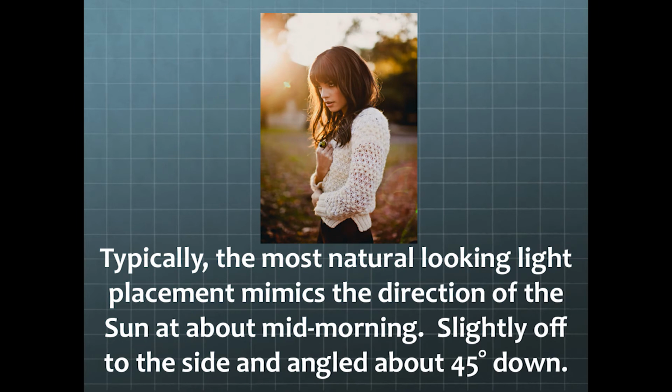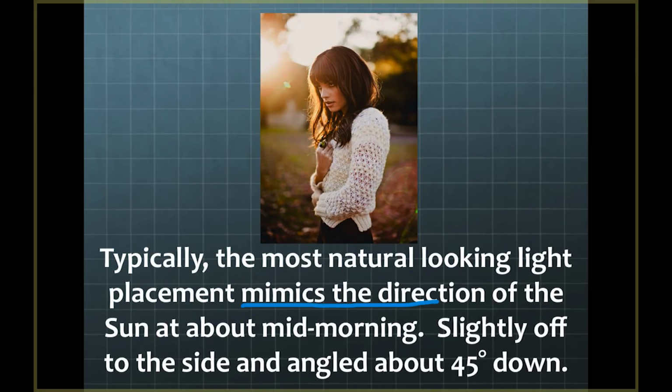Typically, if you're going for a natural look, you want the light to mimic the direction of the sun at about mid-morning. In other words, most typically, you will put the light about 45 degrees off angle from your subject, pointed down at them. So the light will be above them, pointed down at them at roughly 45 degrees. And this will look the most natural because it's just what we're used to when we're outside.